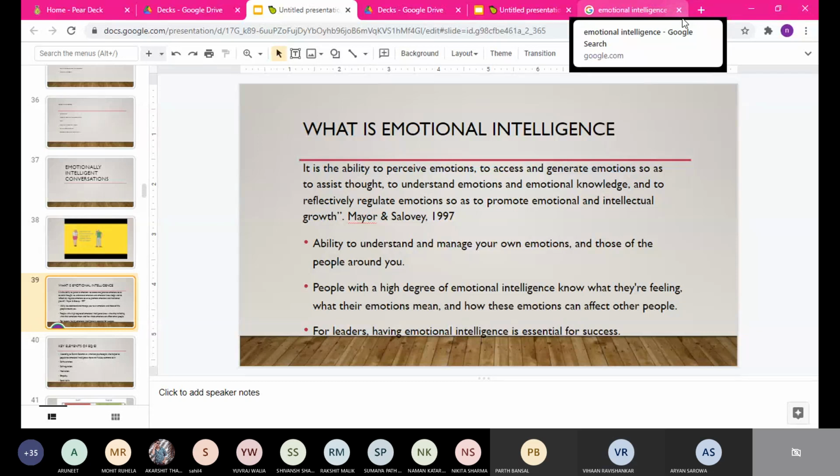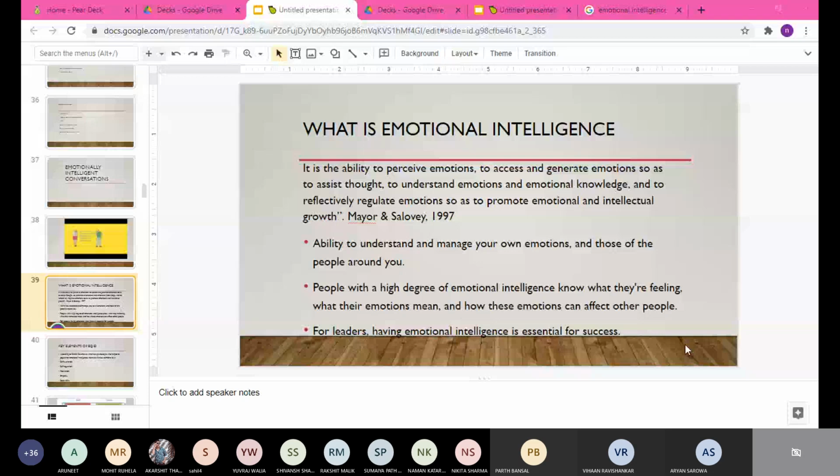And to reflectively regulate emotions, they've not used the word effectively. Reflectively regulate emotions. So, the words that are used by people in the definitions that they give are very, very smartly chosen. So, what do you mean by reflectively regulating the emotions? The person can see what you are trying to emote. Okay. Anything else? Reflectively regulating emotions. What do you mean by reflection?